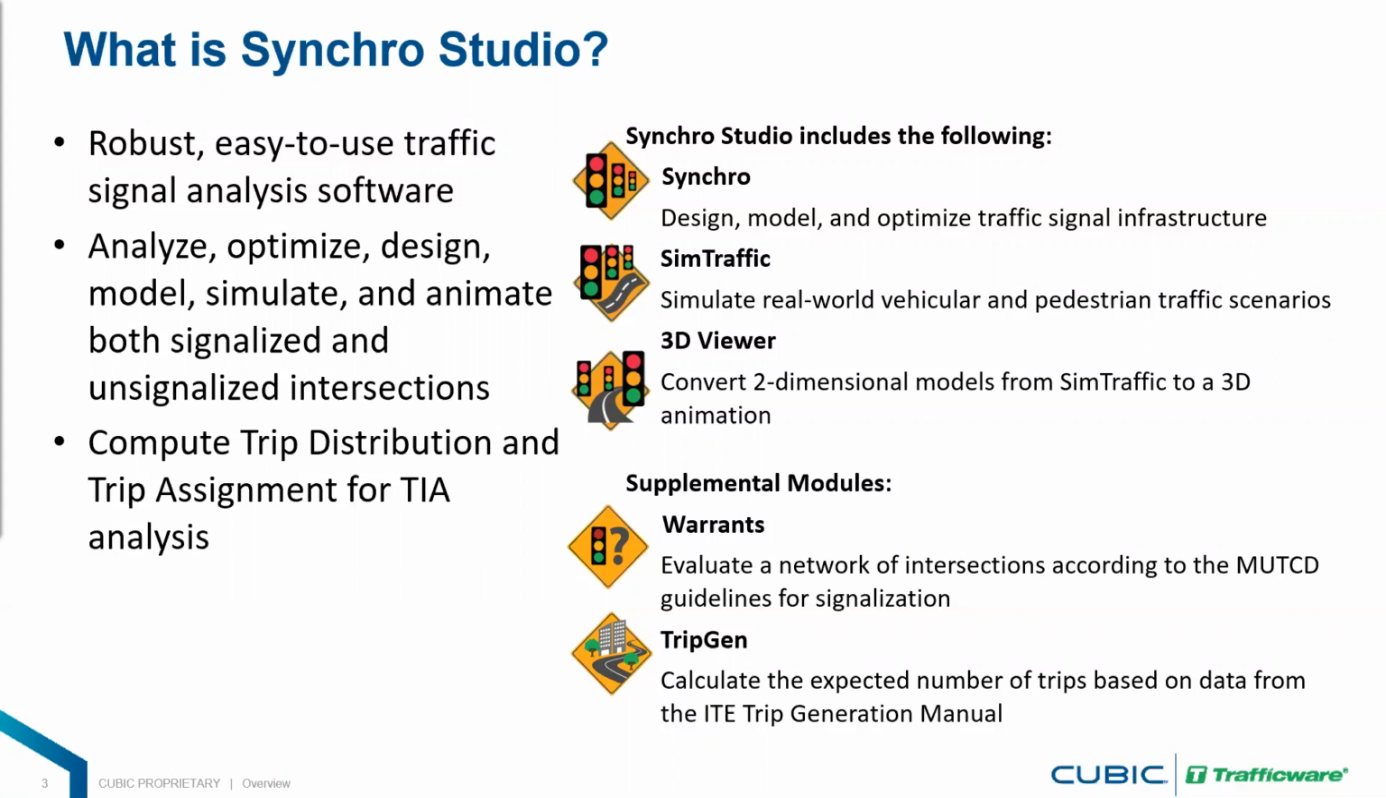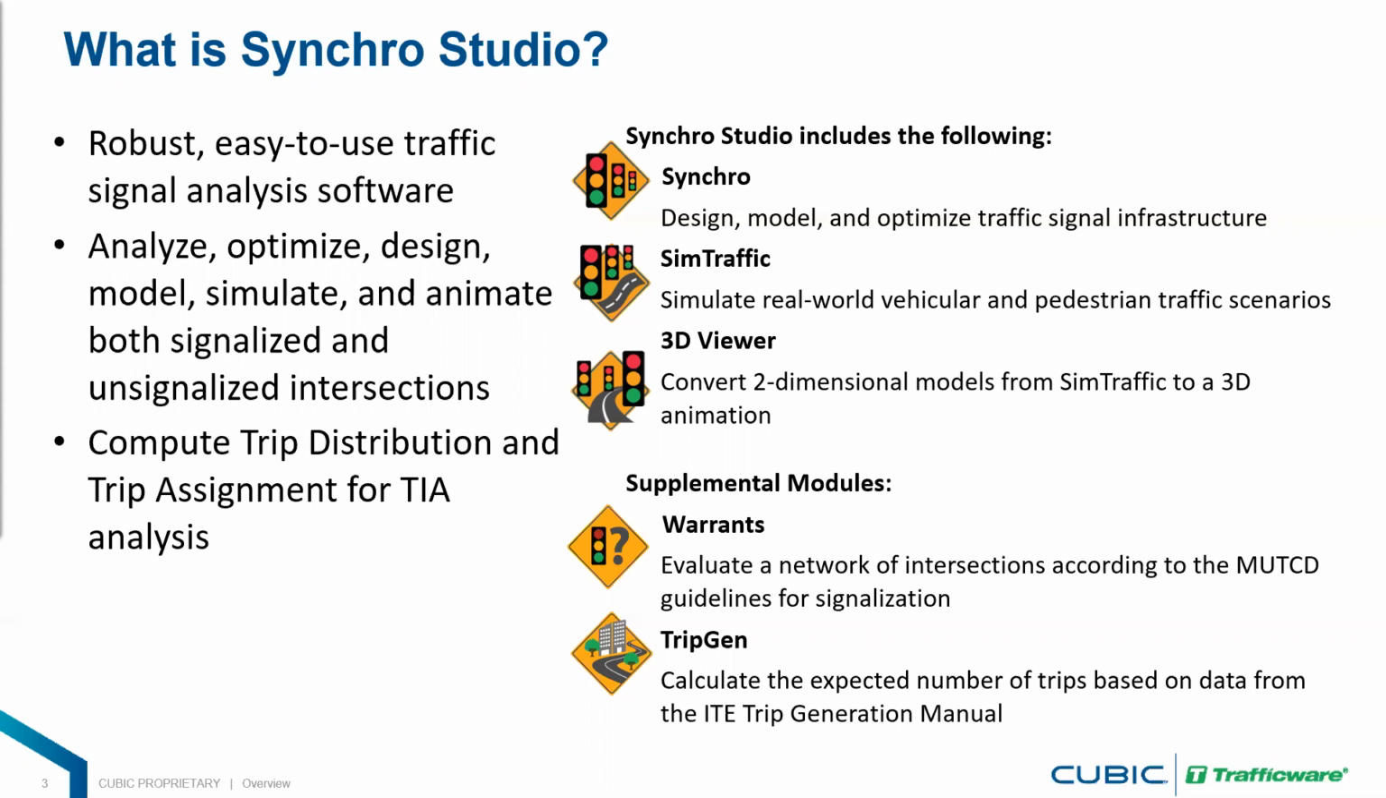Besides these three products under Synchro Studio, we have two supplemental modules. One is Warrants and another is TripGen. Both names are quite self-explanatory. You could buy those products as standalone products, or you could buy them as an add-on of Synchro Studio, okay? However you prefer to purchase it. Warrants allows you to evaluate a network of intersections according to MUTCD guidelines for signalization. The latest Warrants also supports all-way stop control intersections.